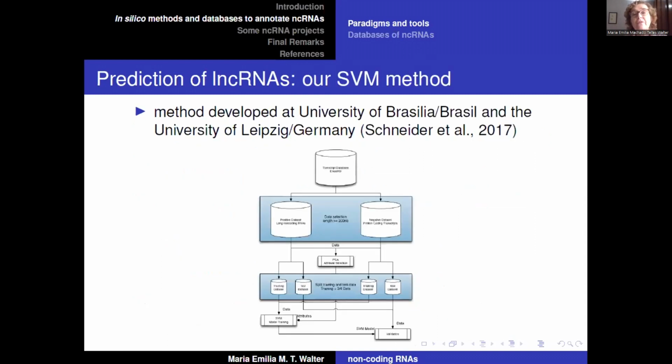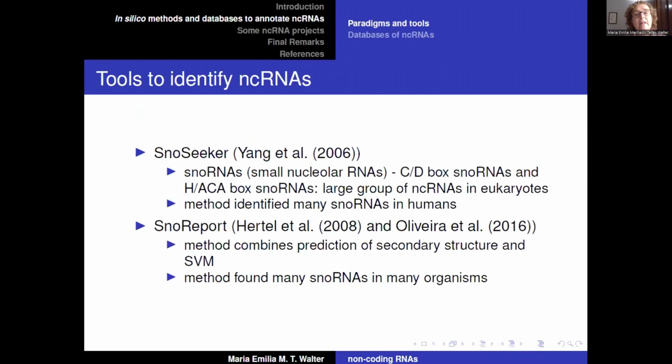We also developed a method that is a workflow, but it's based on SVM. We proposed this some years ago. And to identify, all these tools I told you before are tools to classify non-coding RNAs.